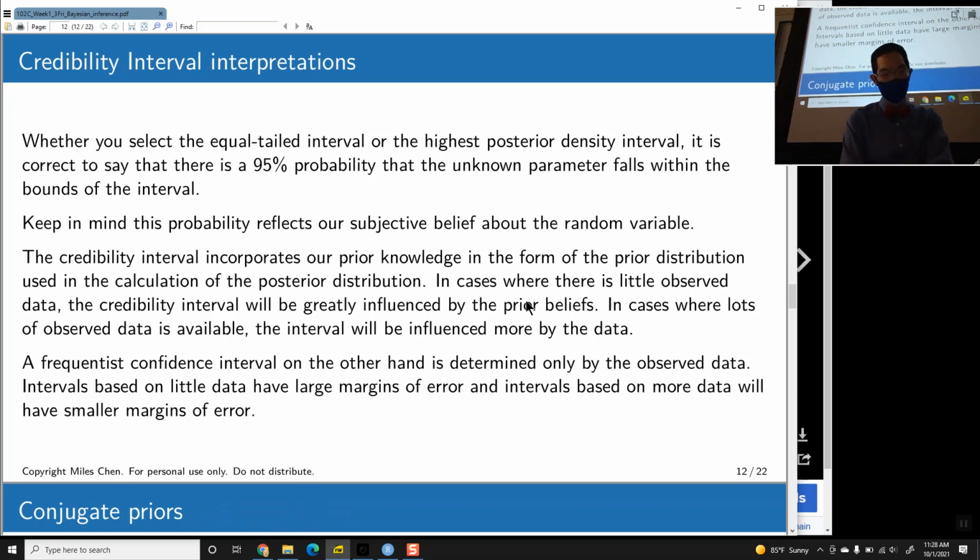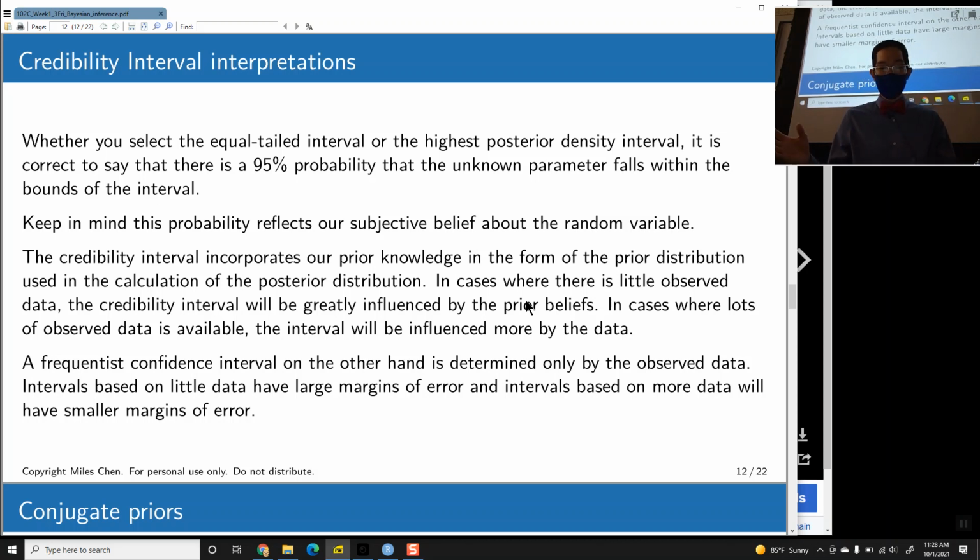So this is what I've written. Whether you select the equal-tailed interval or the highest posterior density interval, it's correct to say that there's a 95% probability that the unknown parameter falls within the bounds of the interval. This probability reflects our subjective belief about the random variable. We're treating this as a random variable. The credibility interval incorporates our prior knowledge in the prior distribution, which was used to calculate the posterior distribution.